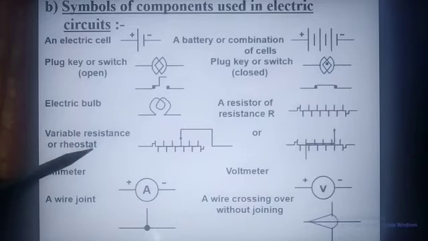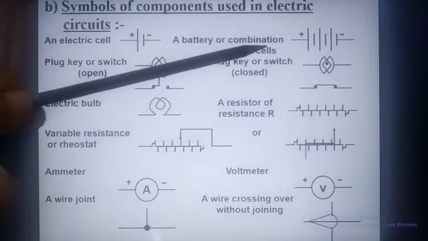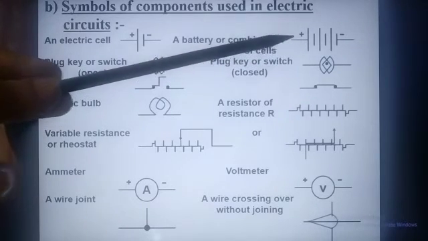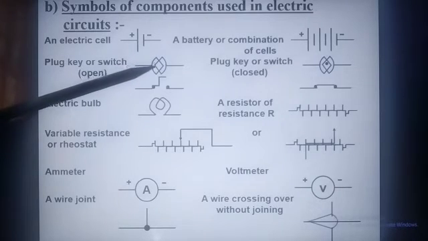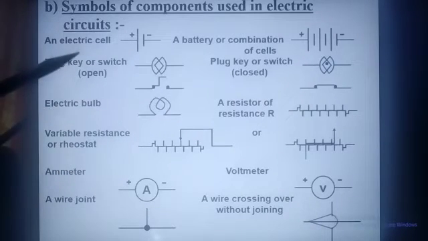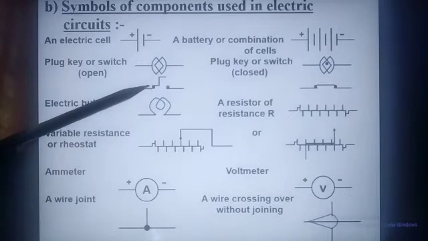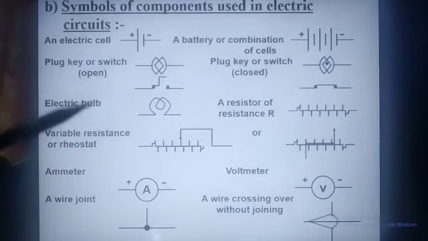These are some of the symbols of the components of an electric circuit. This is an electric cell. This is a battery, a combination of two cells. You can see a plug which is open, so it is not given a dot over here. When it is closed, it gives you a dot. And this is an open key, and the moment this point joins with this one over here, it is closed.